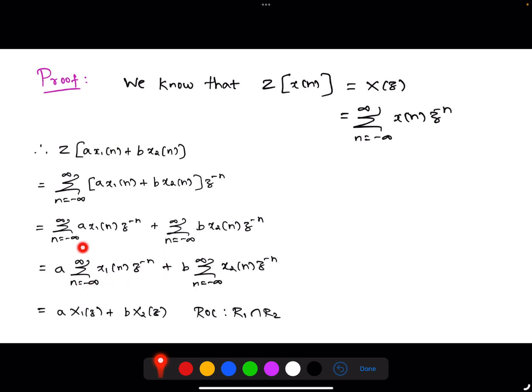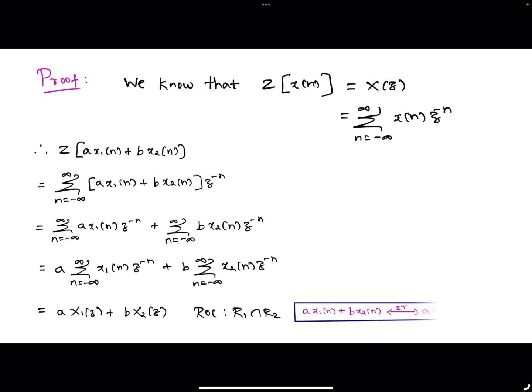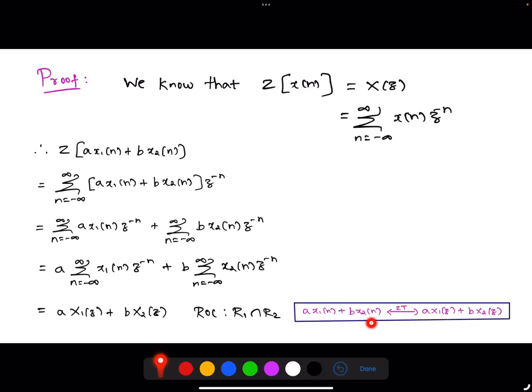Now this term we could write as capital X1 of z, and with the b term again you have capital X2 of z. So which is written as a into capital X1 of z plus b into capital X2 of z, and the region of convergence is R1 intersection R2. So this is the proof. So we have proved the Z transform of a into x1 of n plus b into x2 of n is a into Z transform of x1 of n, which is capital X1 of z, plus b into Z transform of x2 of n, which is capital X2 of z.